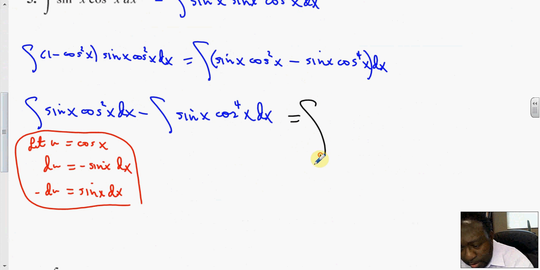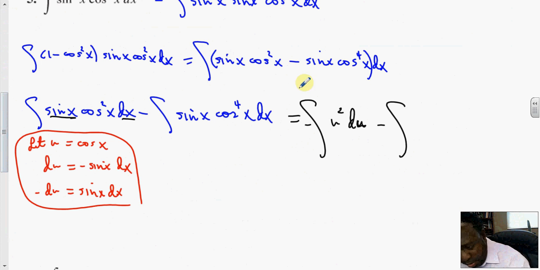So we write it. Now the first integral is going to be u squared, because this is cosine squared, so this is u squared, and then du is negative sine x dx. We don't have negative sine x dx, so we say negative du represents the sine x dx. So negative du represents that one. Then minus the integral here, this is u to the 4th, and the negative du represents this sine x dx. So negative times that negative is a positive du.